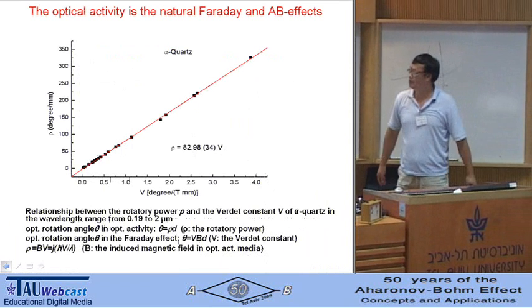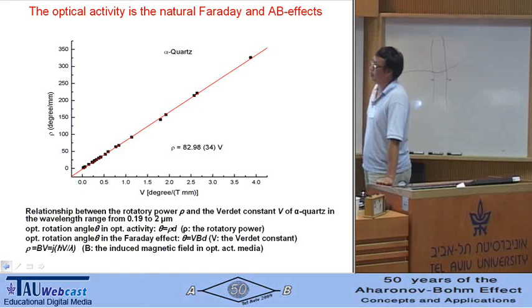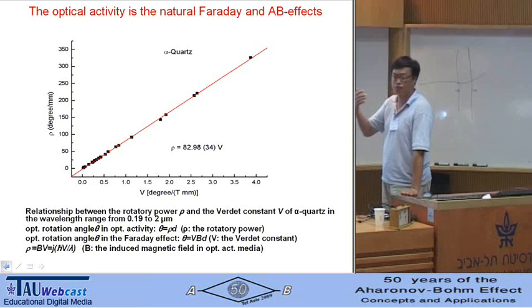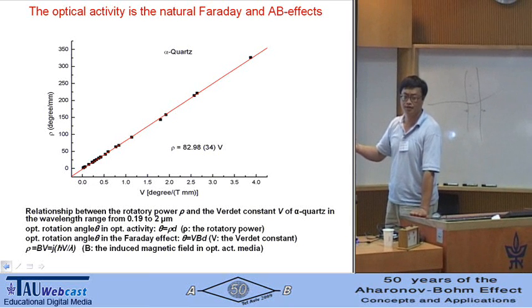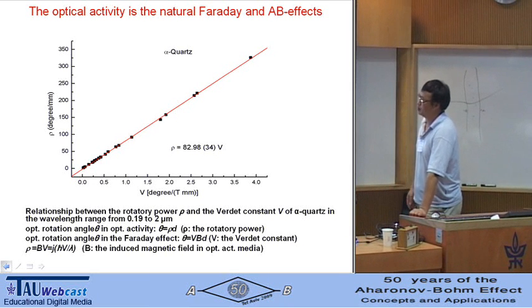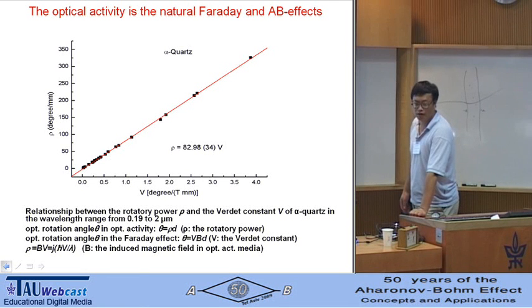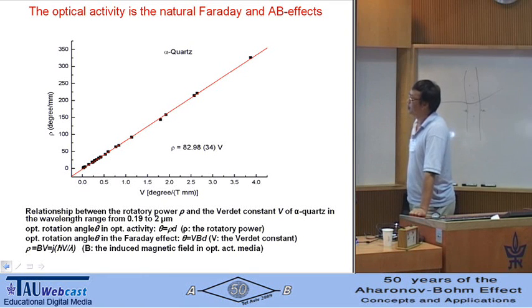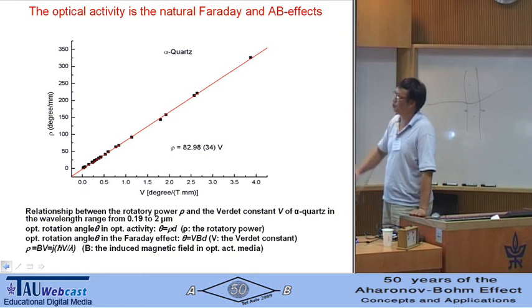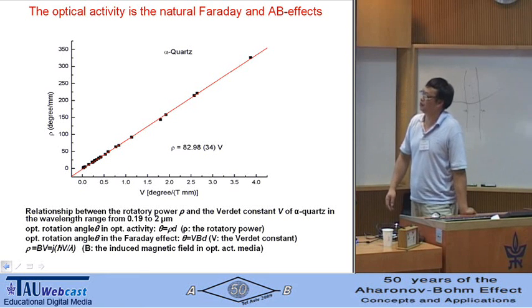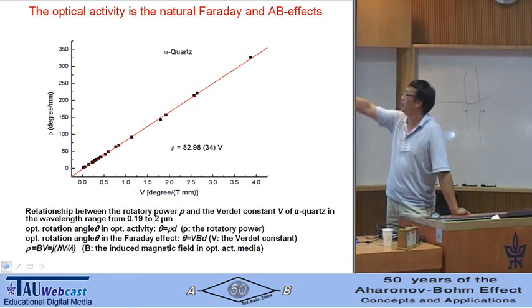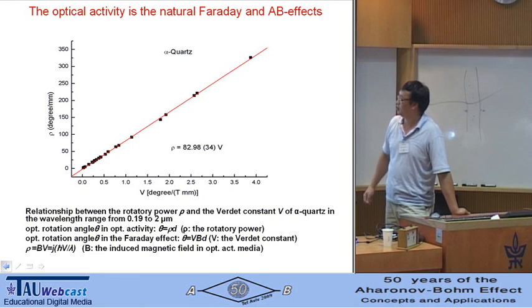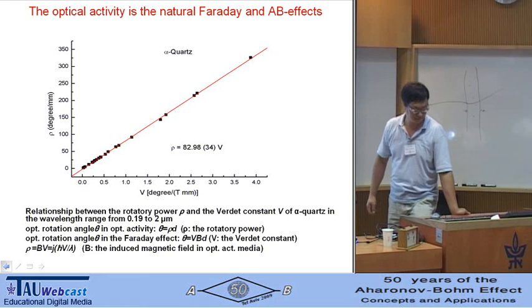This is an experimental confirmation between the Verdet constant and the rotatory power for alpha quartz in the wavelength region from 0.2 to 2 micrometers. We see that a linear relation is observed between these two physical parameters. That means that the induced magnetic field in the alpha quartz is about 82 Tesla.